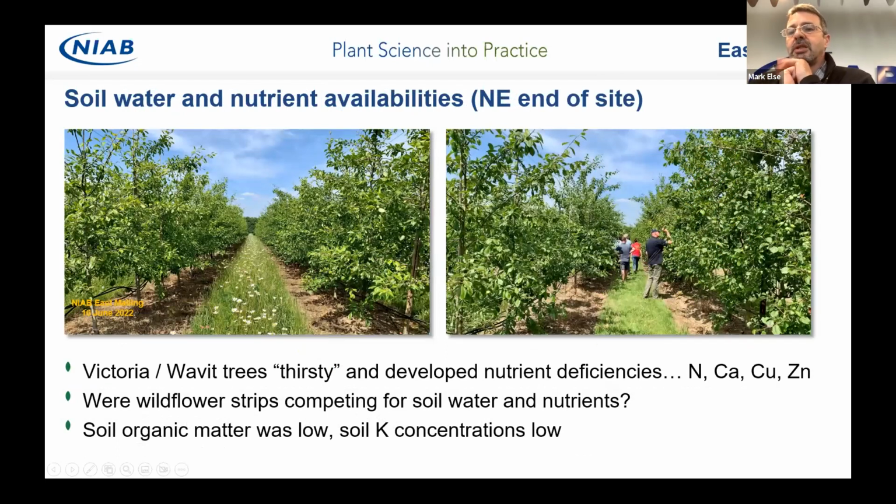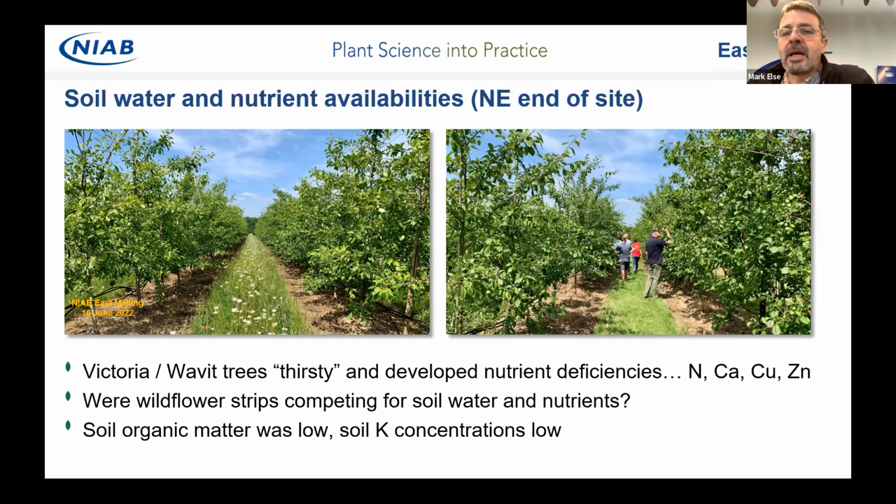And this is really just an observation. From the plot plan I mentioned, we were doing some work with a colleague, Michelle, looking at the beneficial effects of wildflower strips in the alleyways there. You can see that in the photograph on the left-hand side.